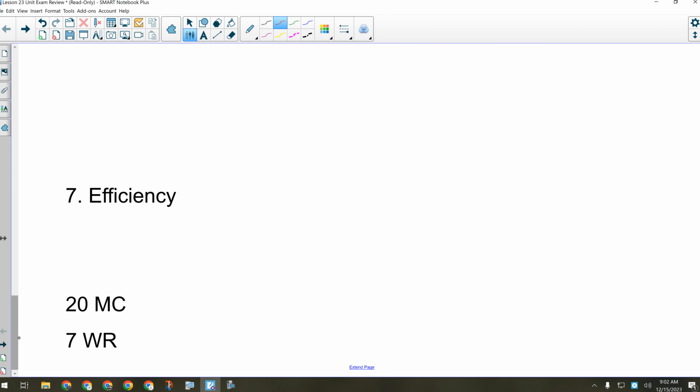All right, so in the multiple choice: work and energy, types of energy, thermodynamics, systems, vectors and scalars, V equals D over T, calculating displacement, final position minus initial position, graphing, acceleration, energy, efficiency.